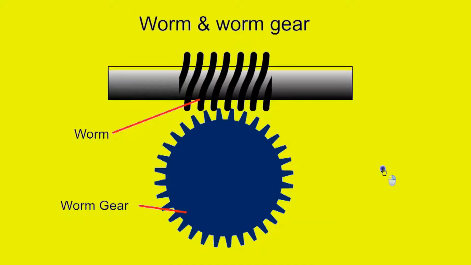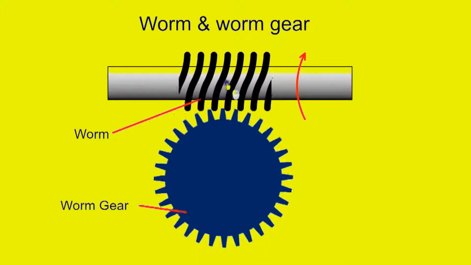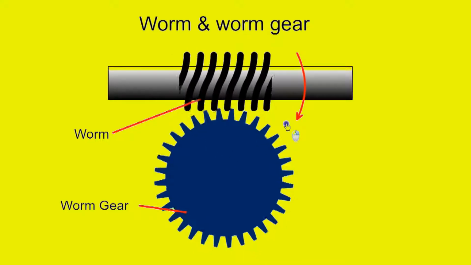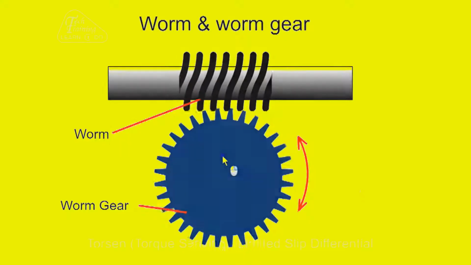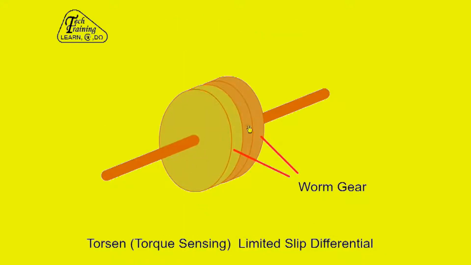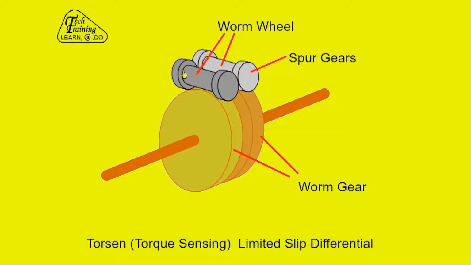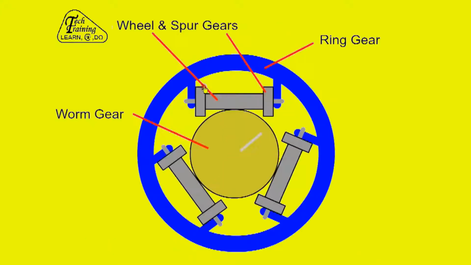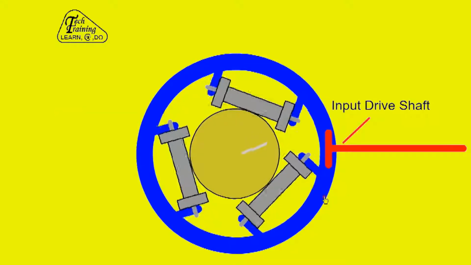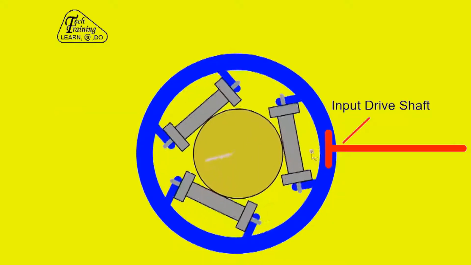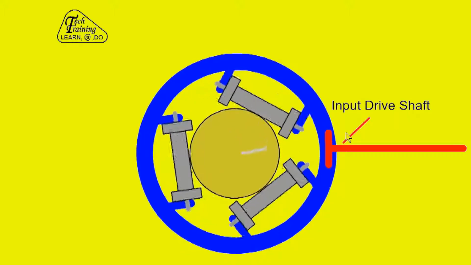The word Torsen is derived from torque sensing. The principle is based on a worm and worm gear. When the worm is rotated, it drives the worm gear, but the gear cannot drive the worm. The Torsen consists of a worm gear attached to the half shaft. This gear is meshed with a worm wheel that has spur gears at the ends. Here we show one set of worm wheels, but in practice there are a total of 3. When travelling in a straight line, the crown gear rotates and drives both half shafts at the same speed via the worms.